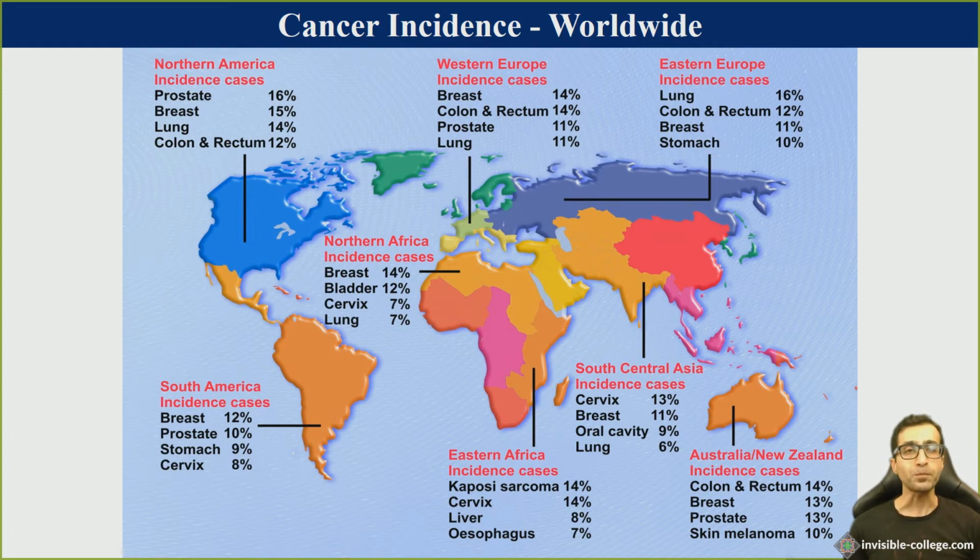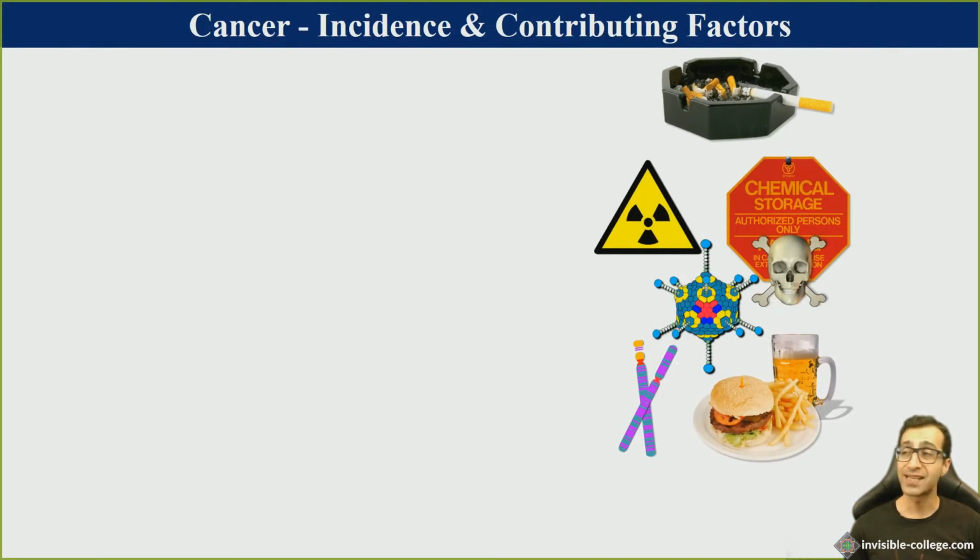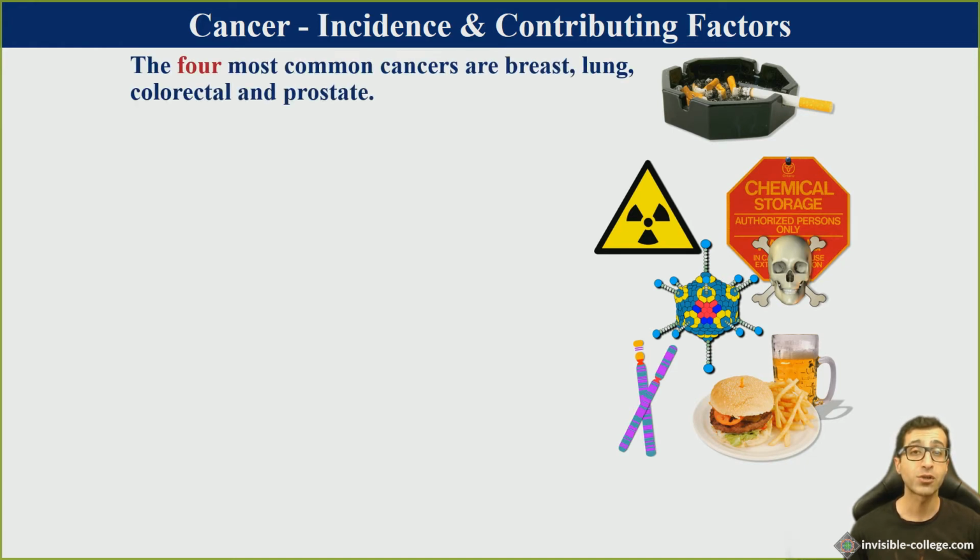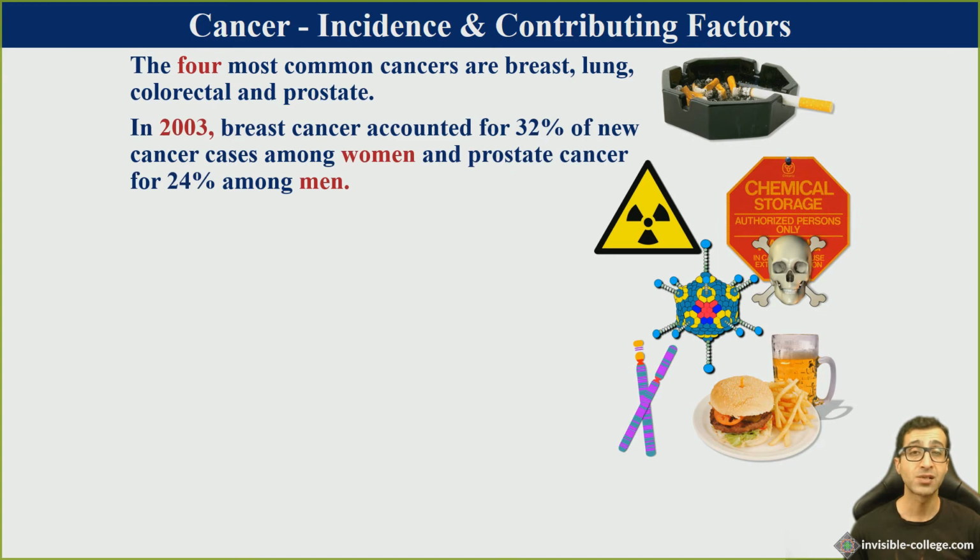Okay. So let's have a look at some of the contributing factors which relate to the incidence of cancers. Now, the four most common cancers are breast cancer, lung cancer, colorectal cancer, and the cancer of the prostate. Now, in 2003, breast cancer accounted for about 32% of new cancer cases among women, and prostate cancer accounted for approximately 24% of cancers among men.